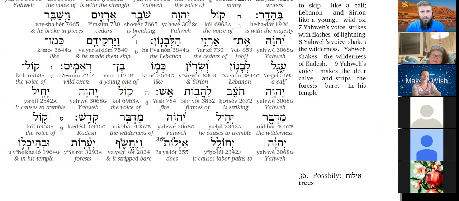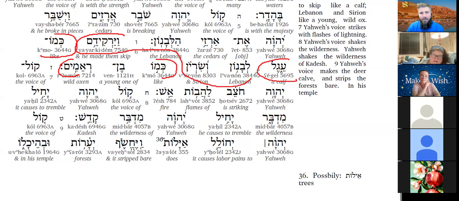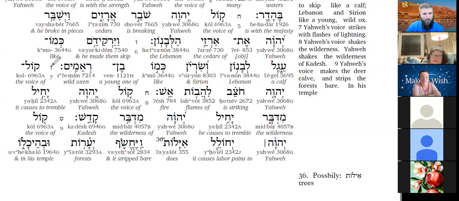Unless it's, oh, I just figured it out. Did you guys figure it out yet? Yes, it's the calf and the young ox. Kamo Egel and Kamo Ven Re'emim are certainly parallel, but here's the actual verse. Vayar kidem Levanon v'Siryon. So these are the object. He makes them skip. Who? Lebanon and Siryon. How? Like a calf, like wild oxen. Boy, it took me a while to pick that one up. Sorry about that. And Kol Adonai chotzev lahavot esh.